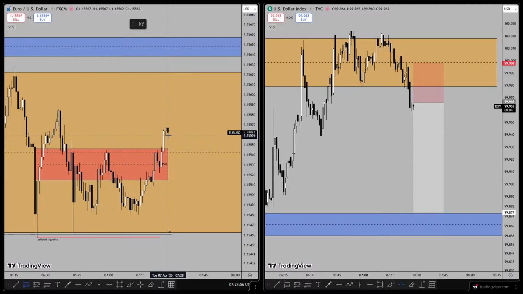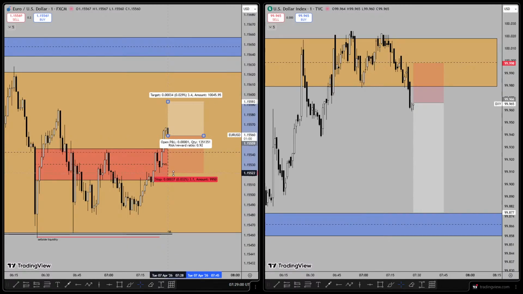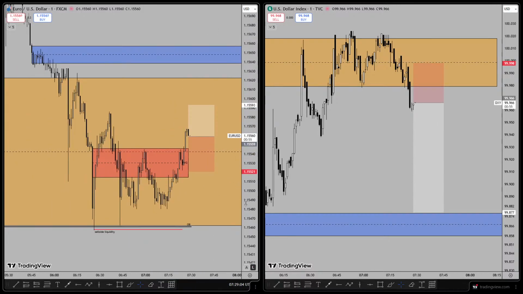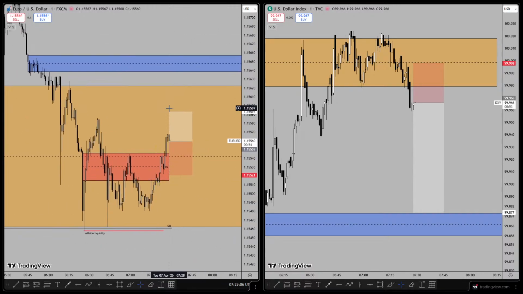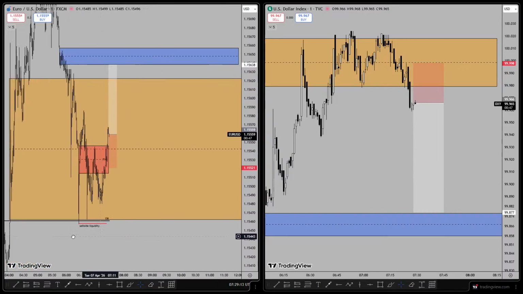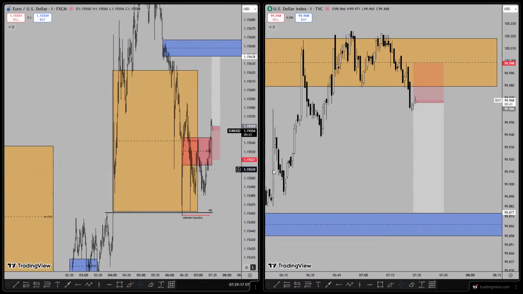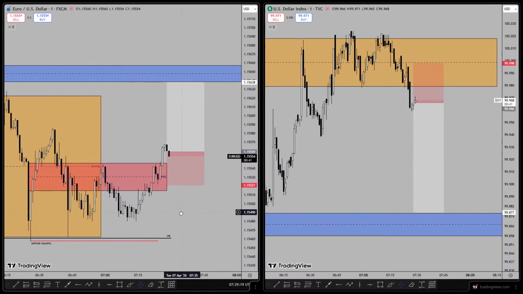The same goes for the entry here. Stop at the swing low. And our first target is the 15 minutes fair value gap. Now let's move this a little bit so that we can look at the position more clearly.